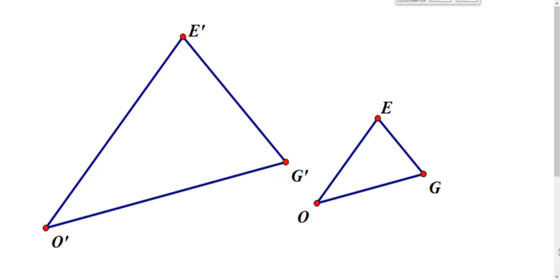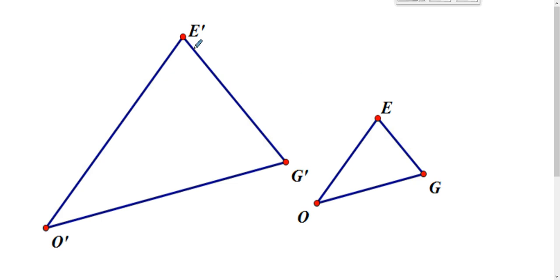Thing to think about here, you have triangle EGO, and you have triangle E prime, G prime, O prime. This is the image of that after a dilation. Where's the center of the dilation? Hit the pause button. Think about where the center of the dilation is. Hit the pause button.